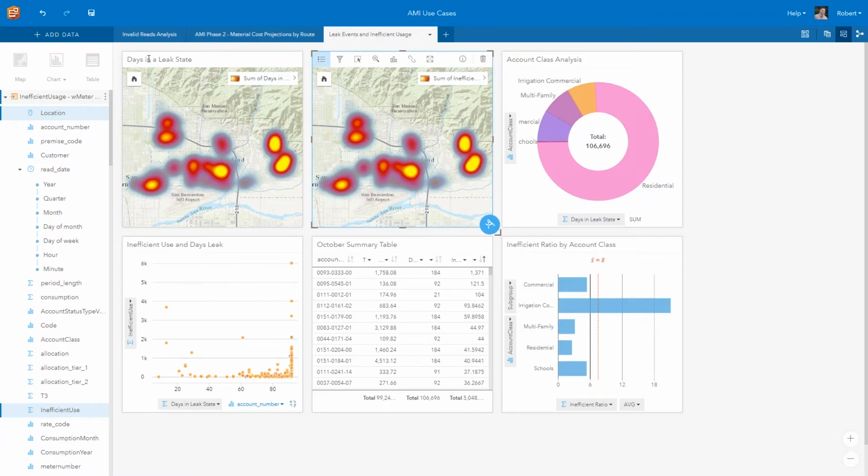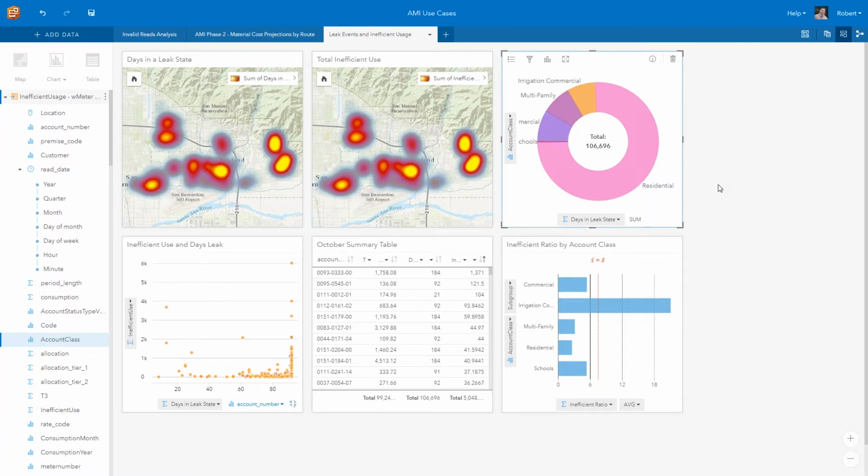So we've established we should really focus on leveraging this leak data from AMI if we want to focus on reducing our inefficient use. From here, we can go even further by analyzing by account class and even looking for outliers. So in this case, we have account numbers plotted out on a scatter chart. And we have one of the most inefficient accounts here, and it has a high number of days of leaks. But if we notice here, this account is only 13 days in a leak state, but the sum of inefficient use is really high. So we can isolate customers to pinpoint and do a little more investigation on.